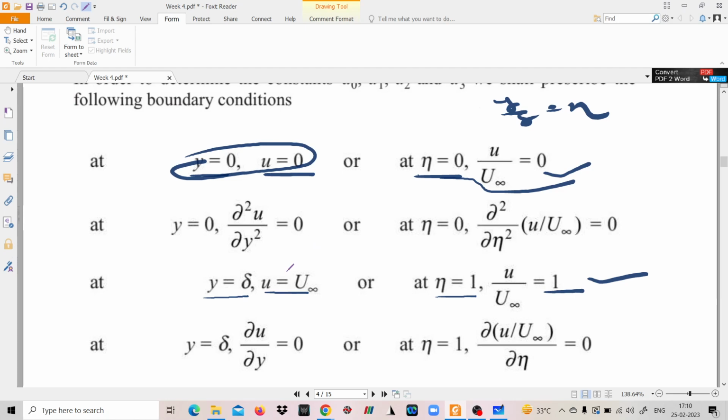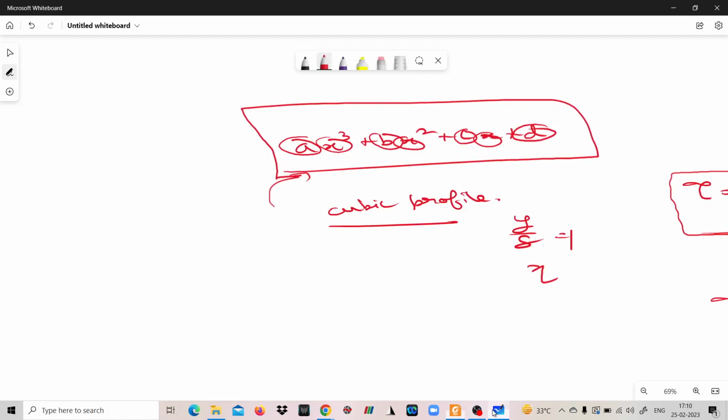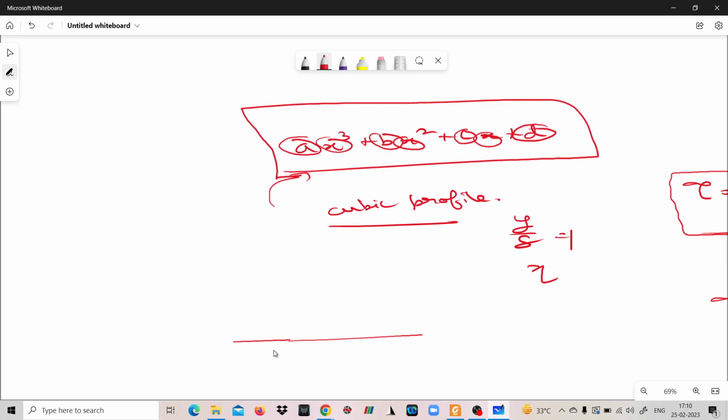Then at y equal to delta, del u by del y equal to 0. Why? Consider the flow past a flat plate.